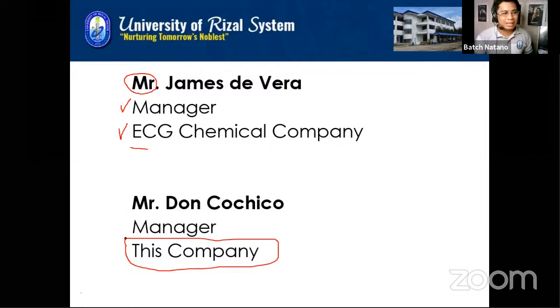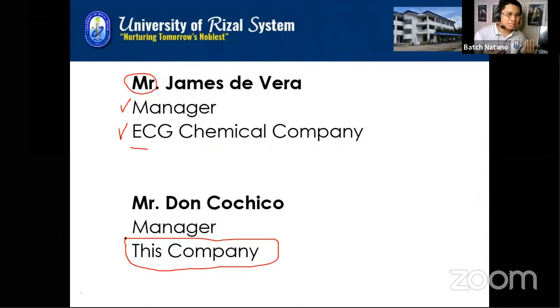Do not say, "Dear Mr. James De Vera." Do not use that. Instead, use "Dear Mr. De Vera." Just use the surname of the person, but never use the complete name or even the first name. It is so inappropriate if you will be writing a formal letter and you just say, "Dear Mr. James."